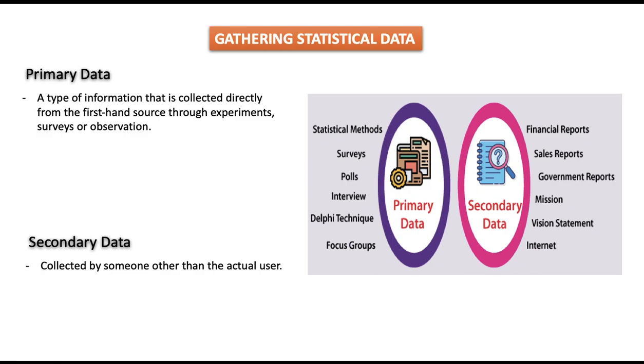For example, you want to get information from Albert Einstein. So of course, it is impossible to interview him. So you will resort to the data that are available. And those data can be taken from the books, from the journal, even from the internet. So those data are called secondary data because those data are already available.